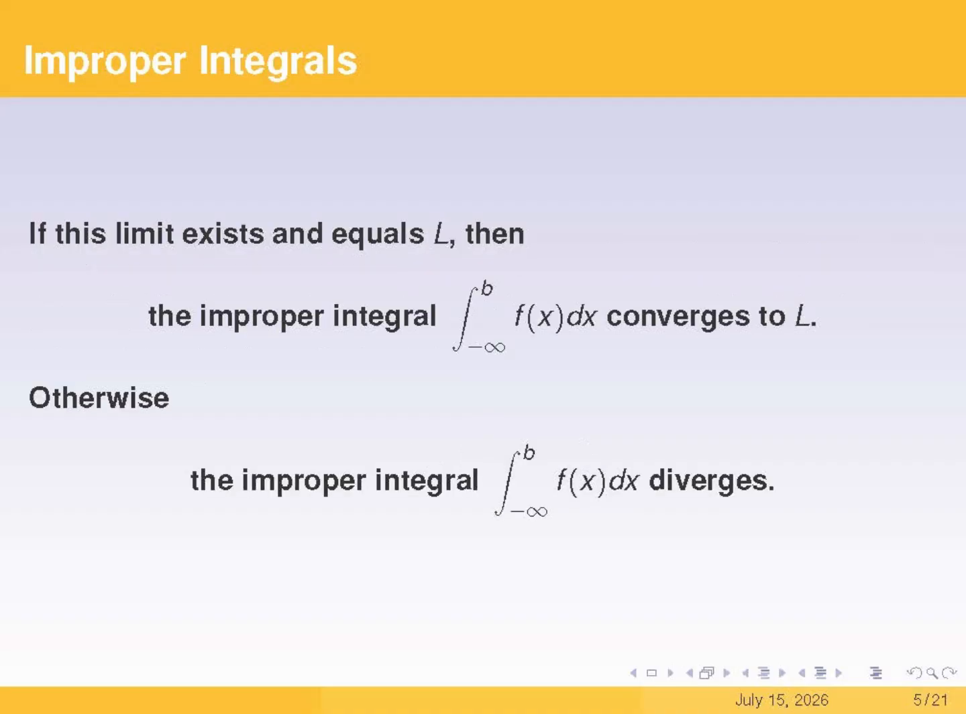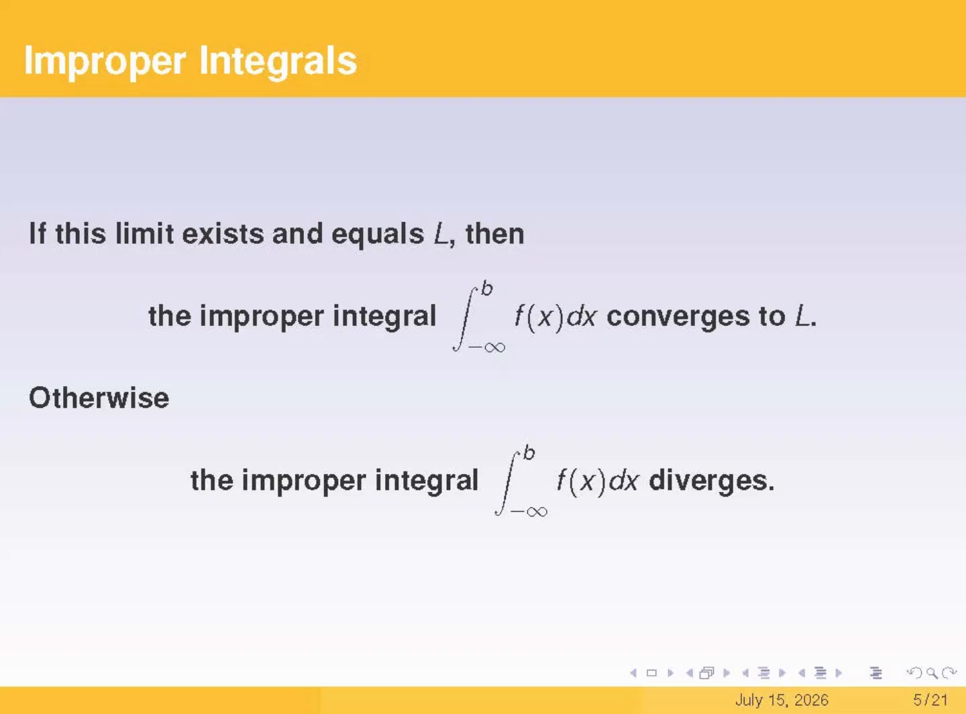If the limit of this definite integral converges to L, then we say this improper integral converges, and its value is simply L. On the other hand, if the limit of the definite integral diverges, we say that the improper integral diverges.